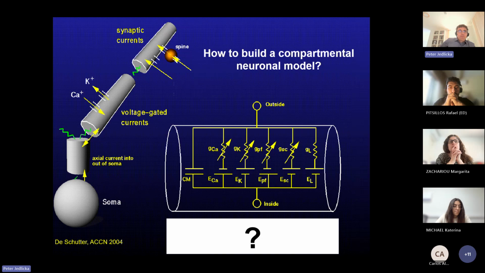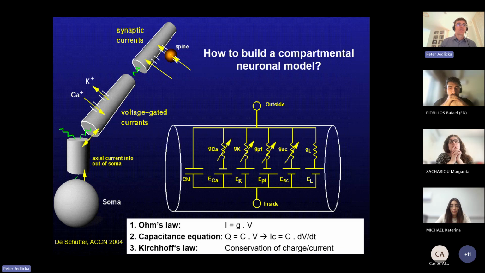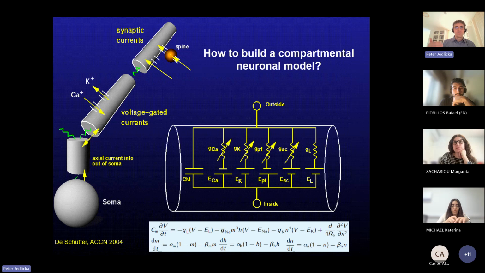Here, if you are not familiar with compartmental modeling, this is a very brief recap of what I already mentioned. To model a neuron, here I don't mean necessarily a robust model. If you want to create a model, then this is the classical Hodgkin-Huxley type of modeling, right? You need three equations. You need, as I mentioned, Ohm's law, the capacitance equation, then also the law of the conservation of charge and current. And if you combine them, then you get the famous Hodgkin-Huxley equations. But we don't have to go into this because this is textbook knowledge in computational neuroscience.